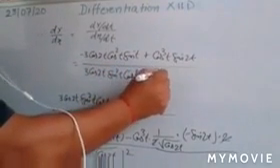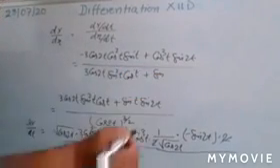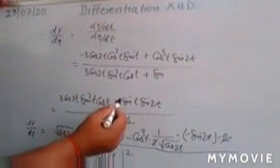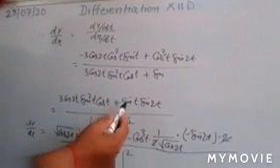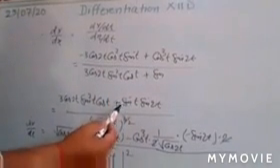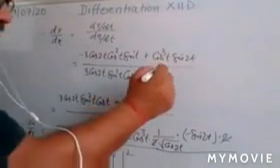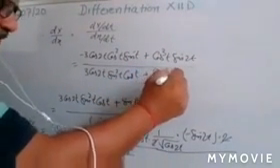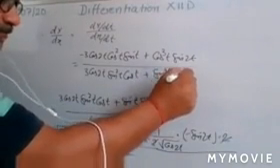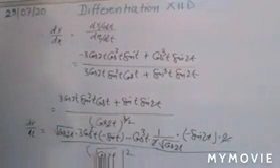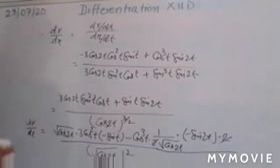plus sine cube t into sine 2t. Just check this result of dx by dt: sine cube t and sine 2t. So you write in this way, putting the values of dy by dt and dx by dt. Be careful while putting the values of dy by dt and dx by dt.